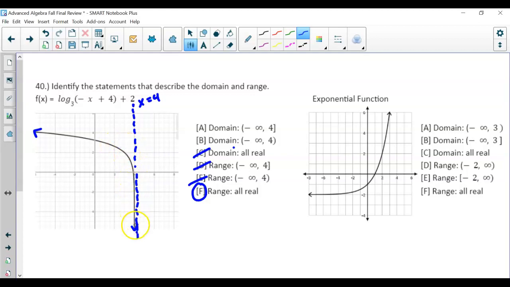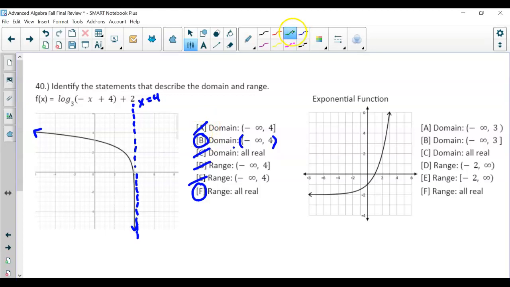Do we ever reach 4? No. Because we never reach it, we don't include it. That's why the answer is B. Notice how, remember, we can never include infinity or negative infinity. Same thing, it never reaches 4, so that's why we need parentheses here. That's why the answer is B.